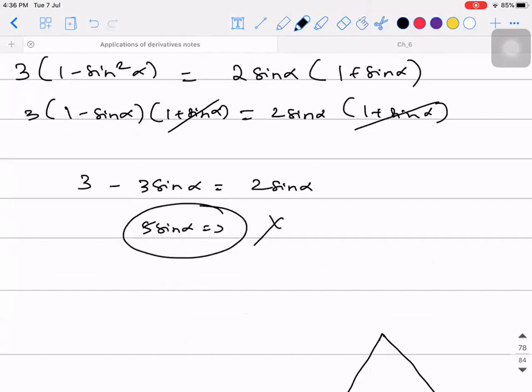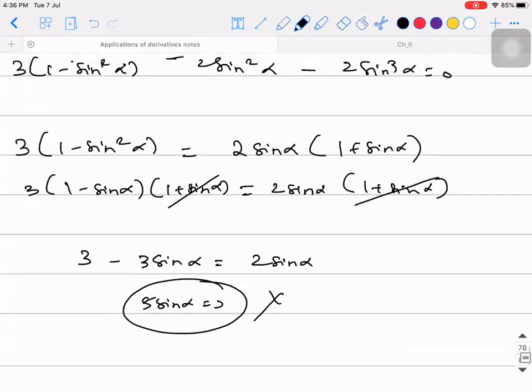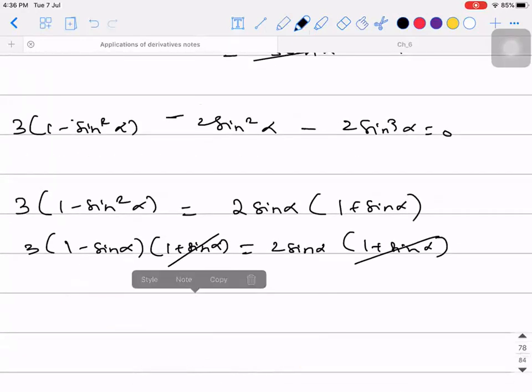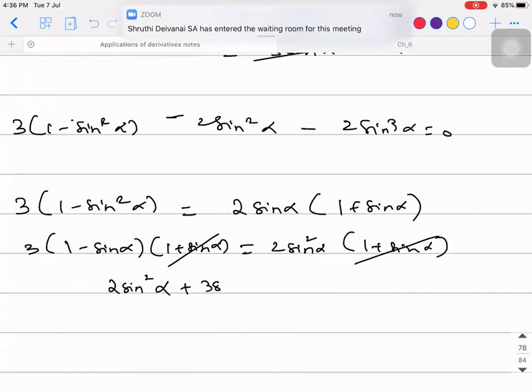Sir, it's 2 sine square alpha, sir. Where? The right side. 2 sine square. Oh, okay. 2 sine square alpha into this thing. Sir, but then what will you get? You will get the same quadratic equation, no? That's what I did. Expanding and doing it, you will get the same quadratic that we are not able to simplify. No, 2 sine square alpha plus 3 sine alpha minus 3 equal to 0. This we can.